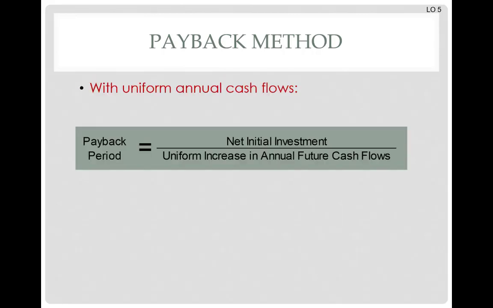So if you've got uniform cash flows, this becomes a very easy calculation to make. You take your investment, you divide it by the uniform cash flows, and this will give you a period of time that it's going to take you before you get your money back. So it might be, invest $1 million today and you'll have your money back within 4 years. And then whether or not that's reasonable to you is a decision you can make at that point.